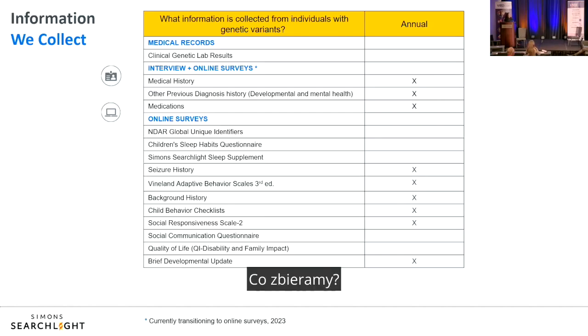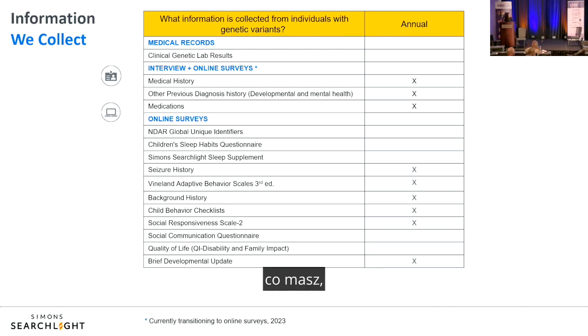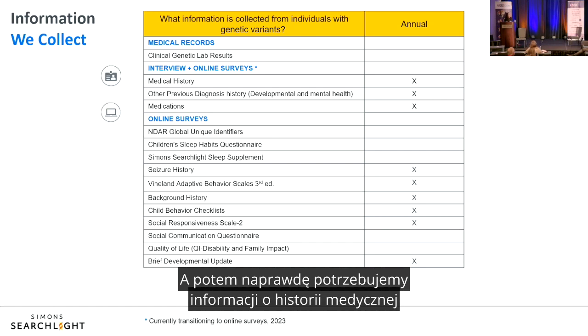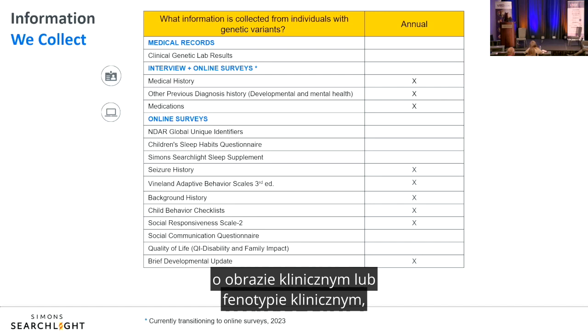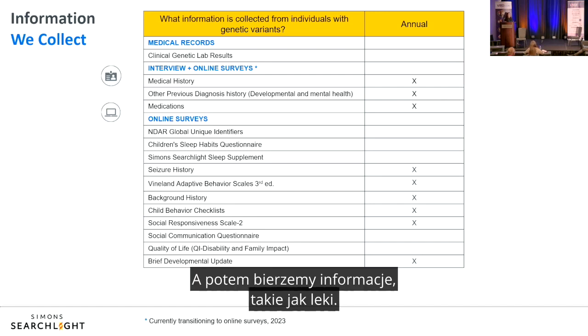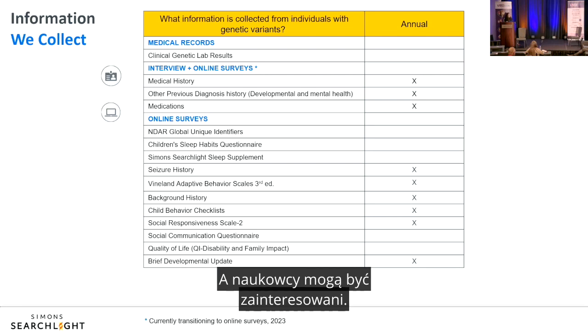What do we collect? Well, at minimum, we need a lab result to say what you have. And then we really need medical history information about your clinical picture, your clinical phenotype. And then we do take information such as medications. And then there's a whole slew of other online surveys that we allow everybody the opportunity to participate in as much or as little as you're able to. And then specific questions or questionnaires could be pushed out depending on what the community and researchers might be interested in.